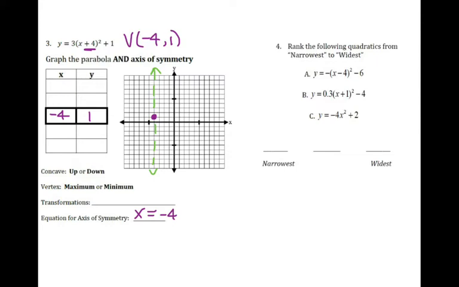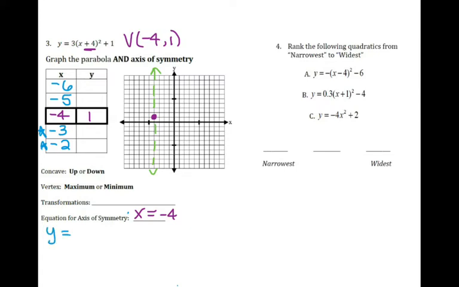Okay, let's find other values to fill in the table. Again, make sure it is in numerical order. And I'm going to pick two values to plug in. I'm going to go with the bottom two. So I'm going to start by plugging in negative 3.